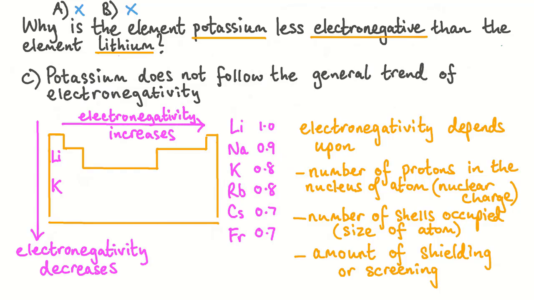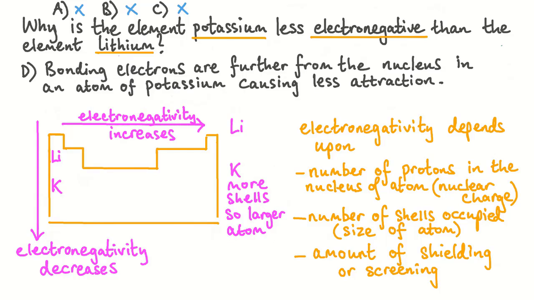Statement C suggests that potassium doesn't follow the general trend of electronegativity patterns in the periodic table. In fact, the elements in group 1 do follow the pattern for electronegativity. As we descend group 1, electronegativity values steadily decrease. This pattern is not always observed throughout the transition elements, but that's not what we're dealing with here. Statement C is therefore not a correct answer.